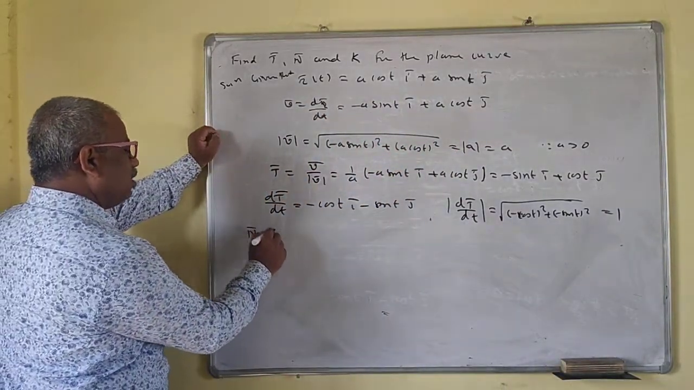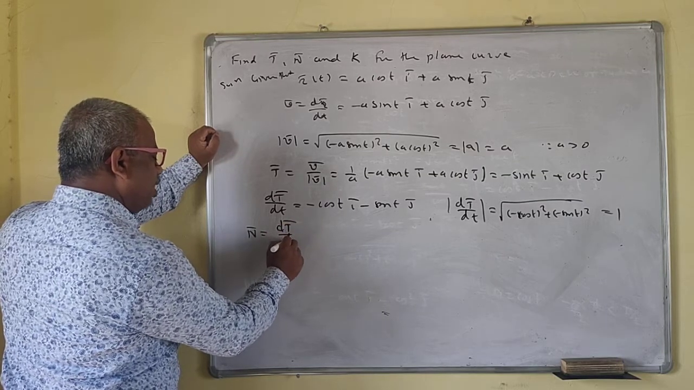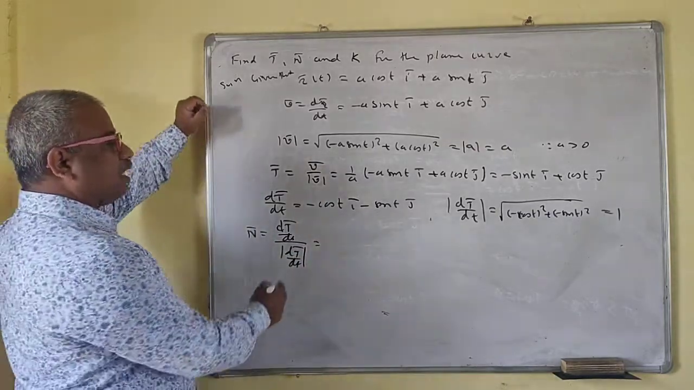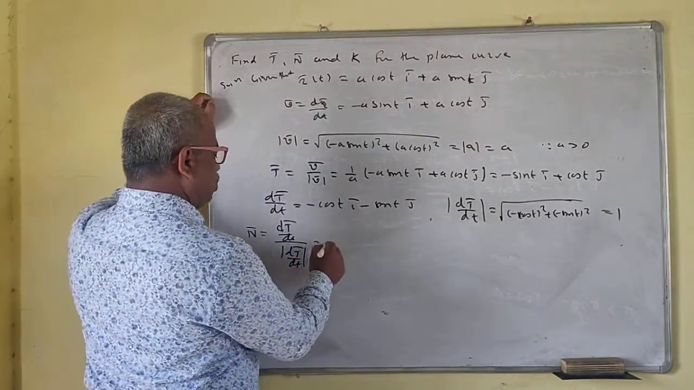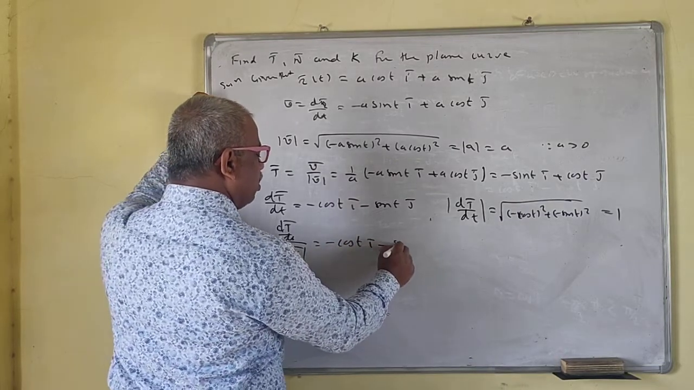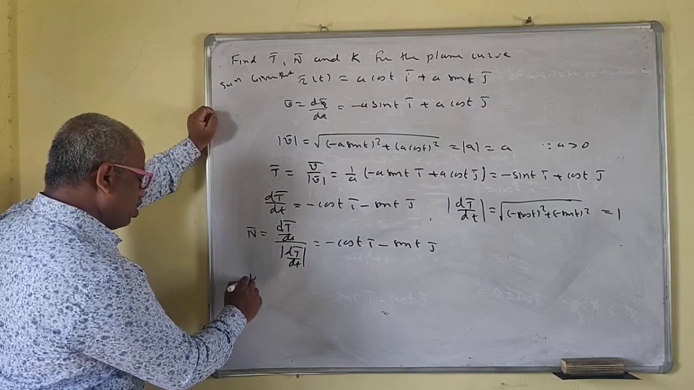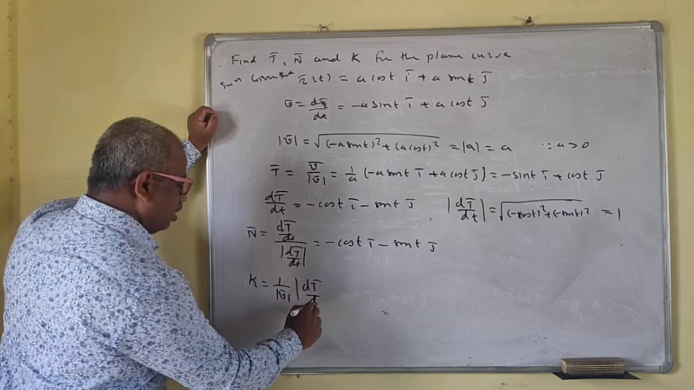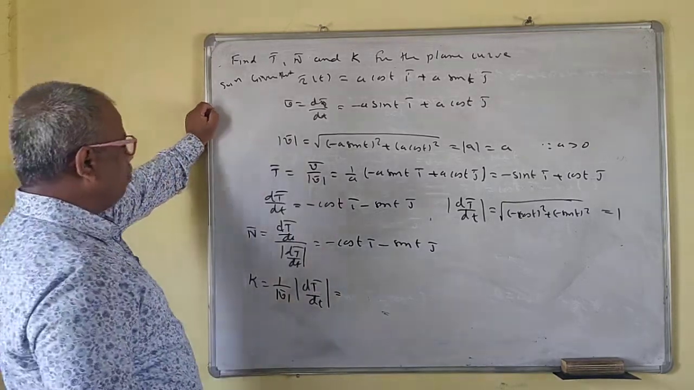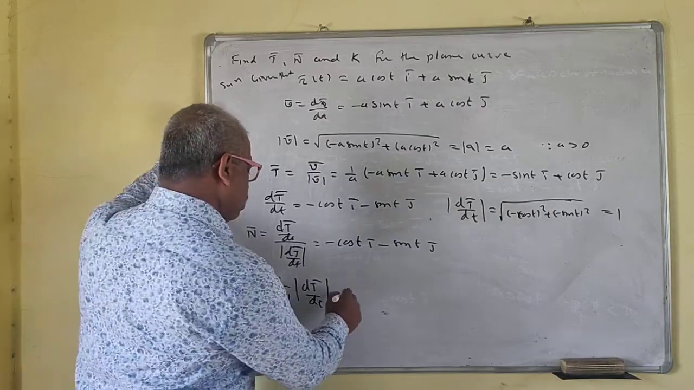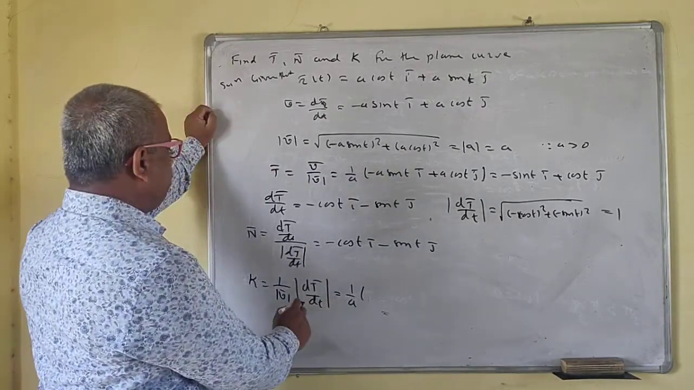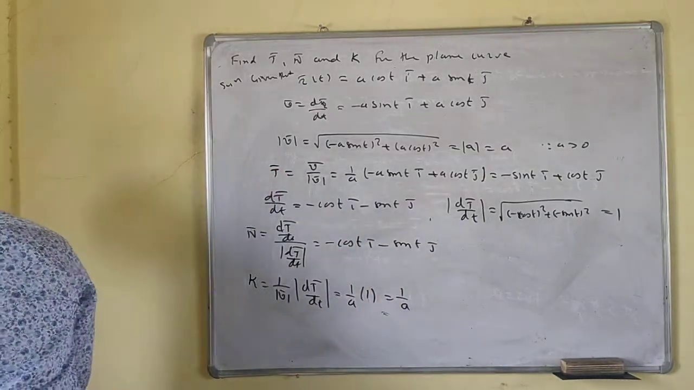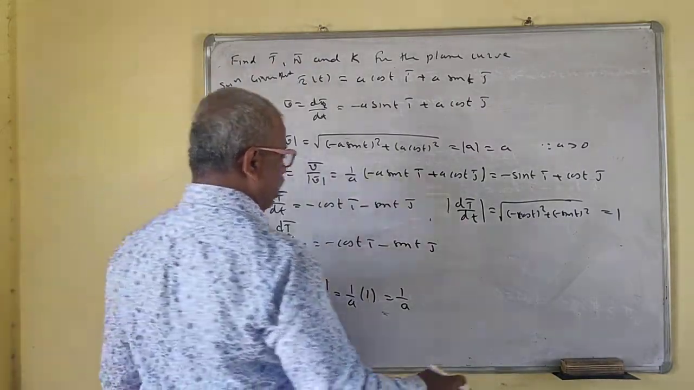So N bar is the same as dT bar by dt upon mod of dT bar by dt. Okay, so the mod is 1, so this is 1. So N bar is minus cos t i bar minus sin t j bar. Now your curvature is 1 upon mod of V bar into mod of dT bar by dt. Your mod of V bar is a, so this is 1 upon a into the magnitude of dT bar by dt, which is 1, so this is 1 upon a. Your curvature is 1 upon a.